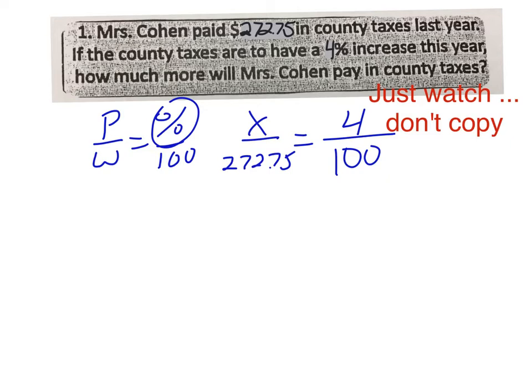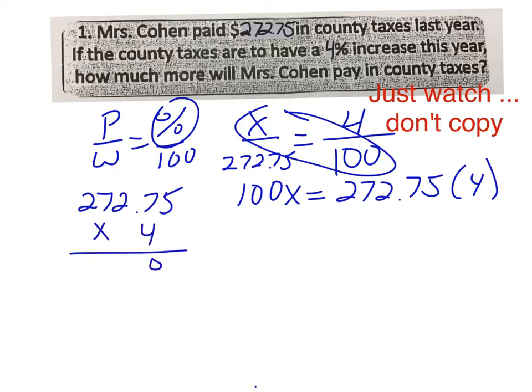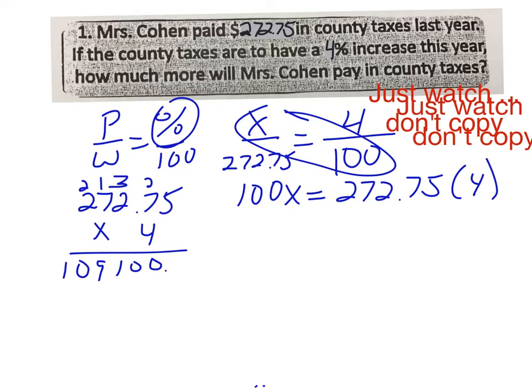So basically you cross multiply. 100x equals 272.75 times 4. So I'm going to go off to the side. 272.75 times 4. I move over twice because that's representing those two. You start at that end.